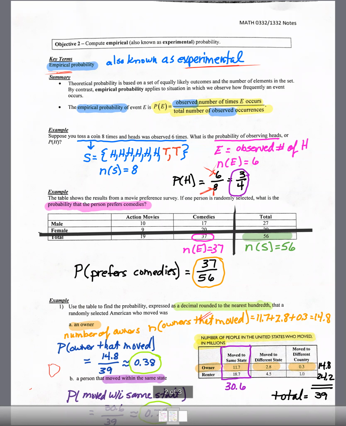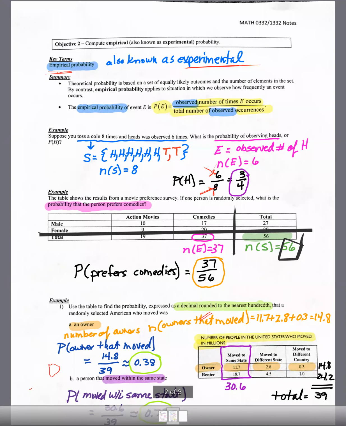Here it says that they randomly surveyed some people, male and females. 10 males like action movies, 17 like the comedies, and there was a total of 27 men that they actually surveyed. For the females, 9 like action, 20 like comedies, and 29, my line kind of went through it, but that's a 29 right there, were the total number of females. If you total up men and women, you get 56 as our total right here, okay?